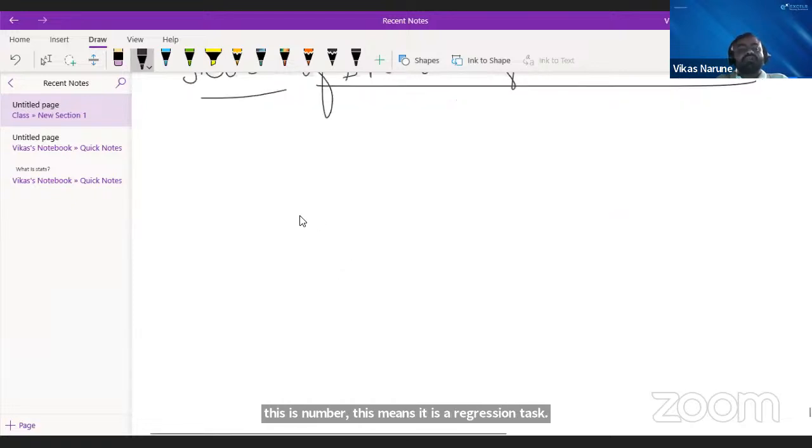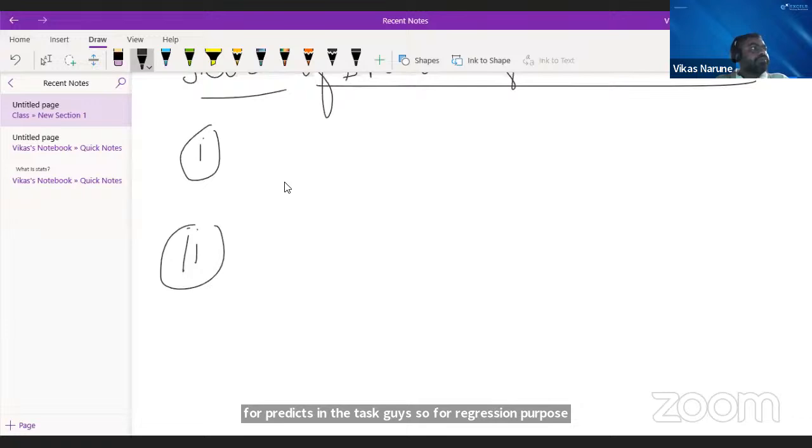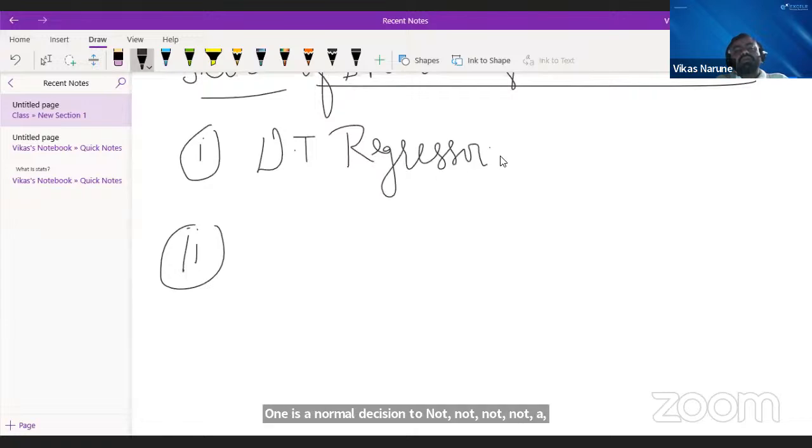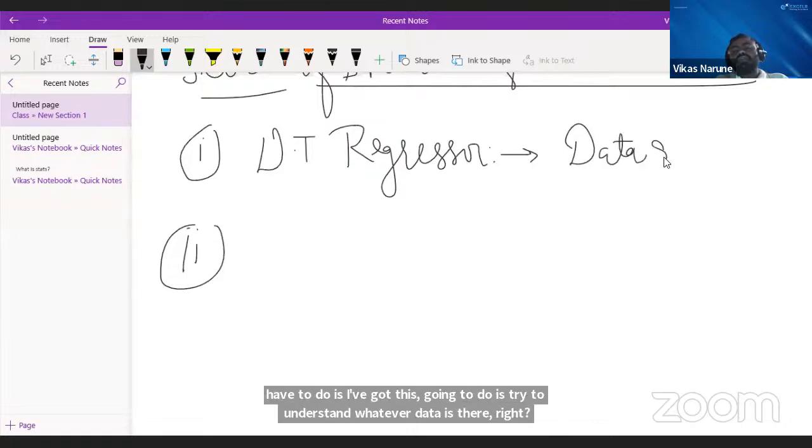So let's imagine, for predicting this, for regression purposes, my algorithm, the decision tree, has two types of approaches or algorithms, guys. One is the normal decision tree regressor. In the normal decision tree regressor, what this is going to do is try to understand whatever data set or data I am having, and all this data gets divided, guys.